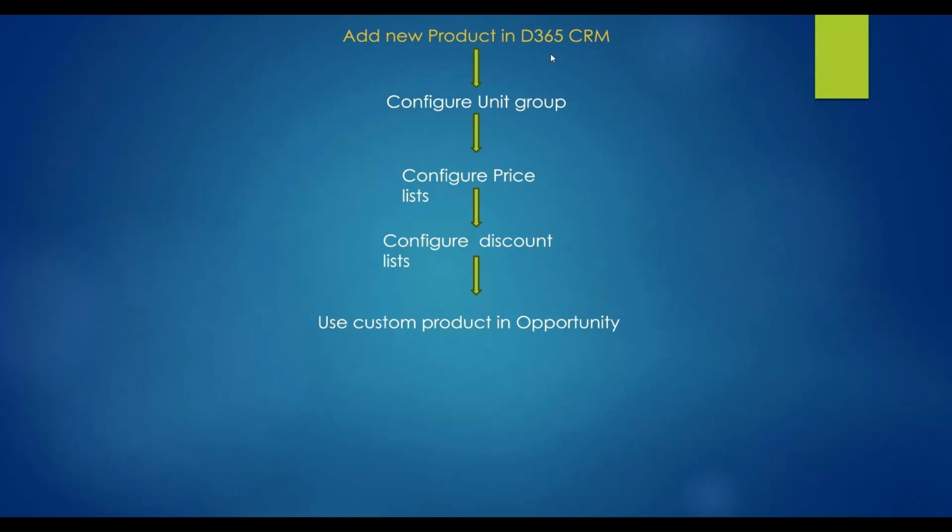So this is the order that we are going to cover in this video. First, we have to add a new product in Dynamics CRM. For that, we first need to configure a unit group. Then we can add a new product. But in the new product, we have to add a price list. And after adding the price list, we also have to configure the discount list. We can do that too. And then when we have created everything, we will add the product in an opportunity.